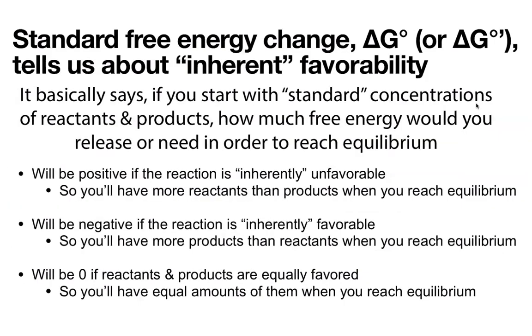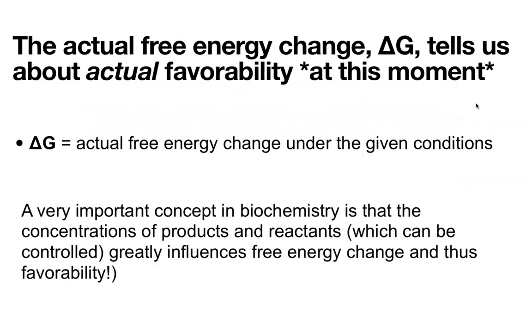But if you have a reaction that's not favorable in the forward direction, you find more reactants than products at equilibrium. Your KEQ is going to be less than 1, and the delta G is going to be positive. However, things are not usually at these standard conditions, and so we need to take that into account. We need to figure out the actual free energy change, and for that, we want to figure out delta G.